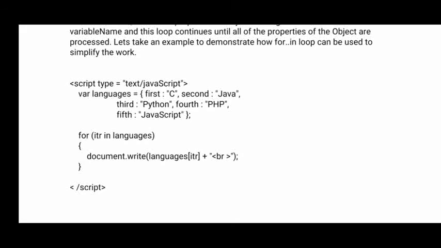You see, for itr in languages. So first itr is checked: I will check whether itr is in languages. If it is there, that is printed. Okay, itr is a variable. So one by one the variables are printed here using a for in loop.